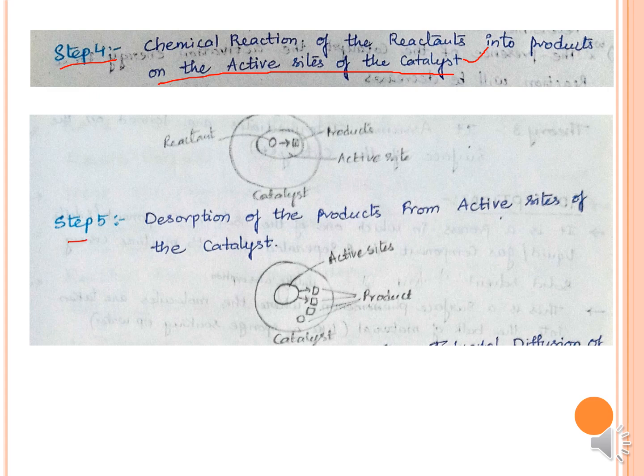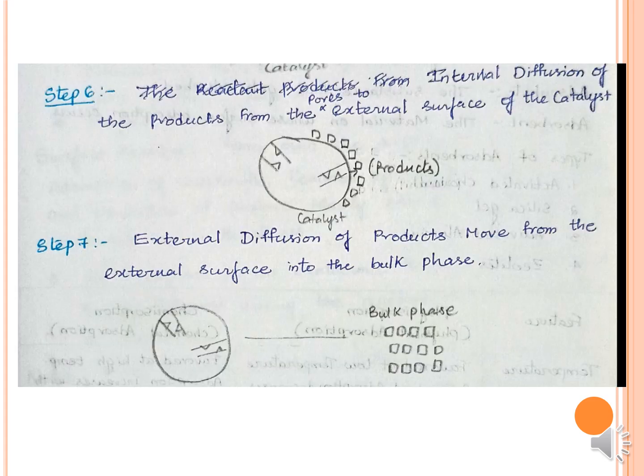What happens in step 5? Desorption of the products. The products are formed. Again, the products are desorbed from the active sites of the catalyst. Step 6 is the internal diffusion of the products from the pores to the external surface of the catalyst. These are the products right now. Right now the products are on the external surface of the catalyst.